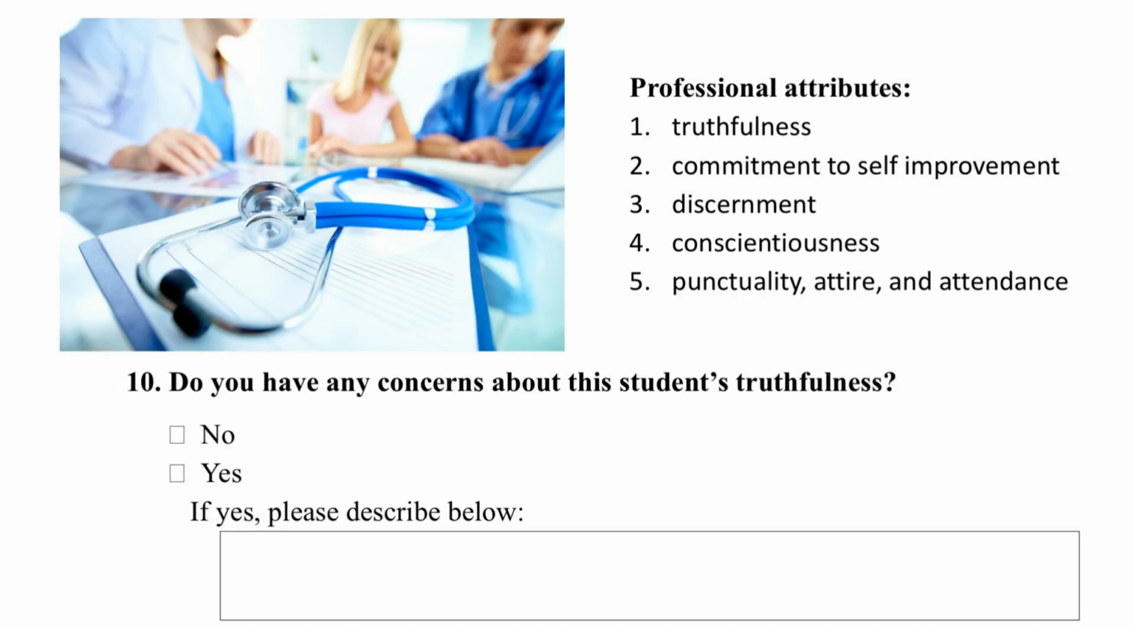The last section of the assessment form consists of the items assessing student professional attributes. These are things like truthfulness, commitment to self-improvement, discernment, conscientiousness, punctuality, attire, and attendance. With your feedback, we've reduced the number of these questions on the CASP. The first question in this area asks if you have any concerns about the student's truthfulness. If you do have any concerns, we ask you to give us a little more information about your concerns. These items are not factored into the score that this form contributes to the student's grade.